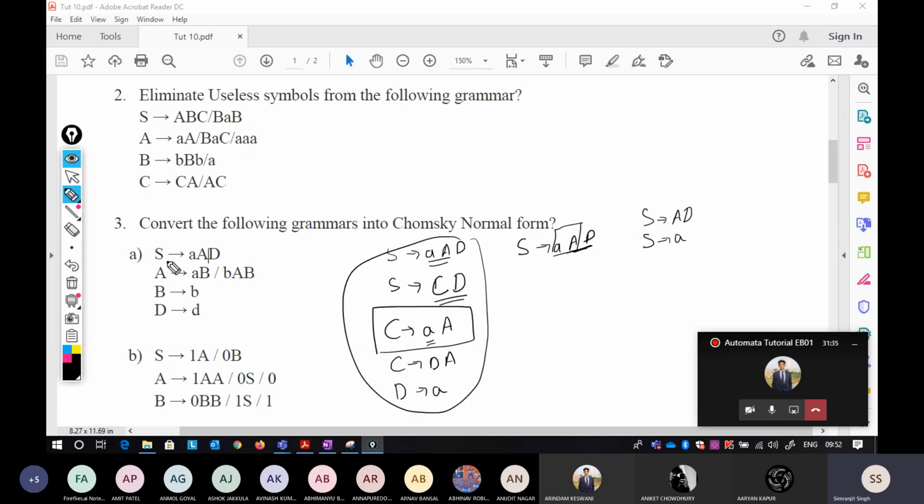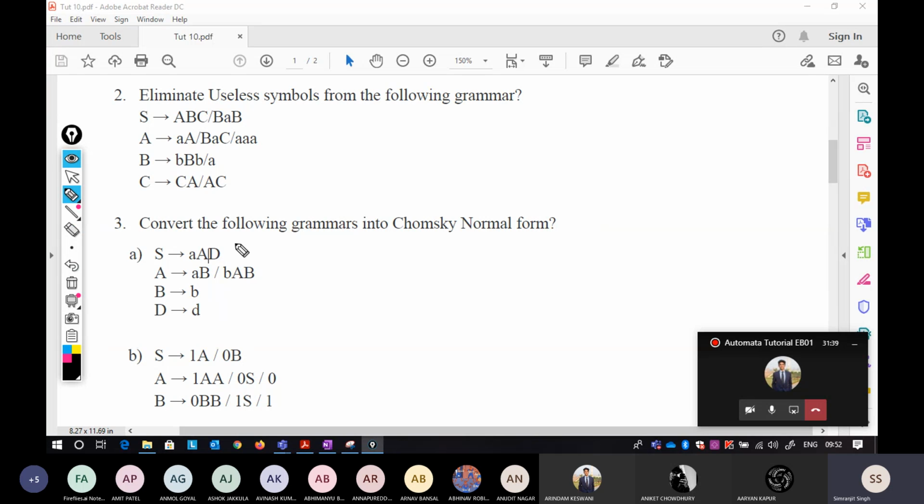So just try it yourself. First, take a look at whether any particular production is present there. I don't think there is any unit production or any null production. So you can start directly substituting it. Now only the substitution part is remaining. Just try it yourself. I will tell you the solution in like 2 minutes. This is a very easy question.